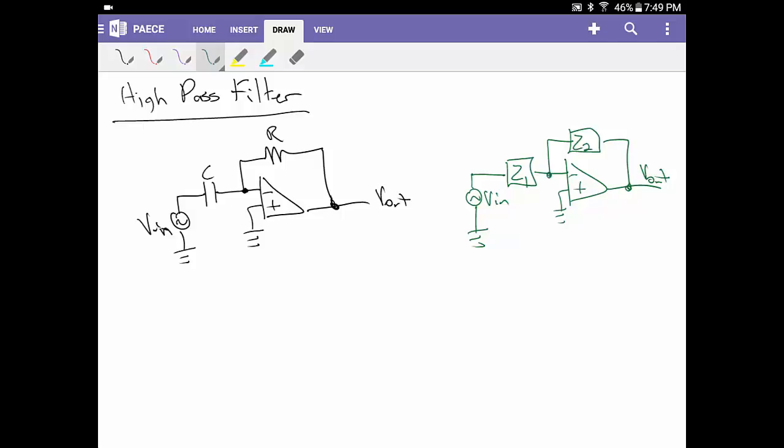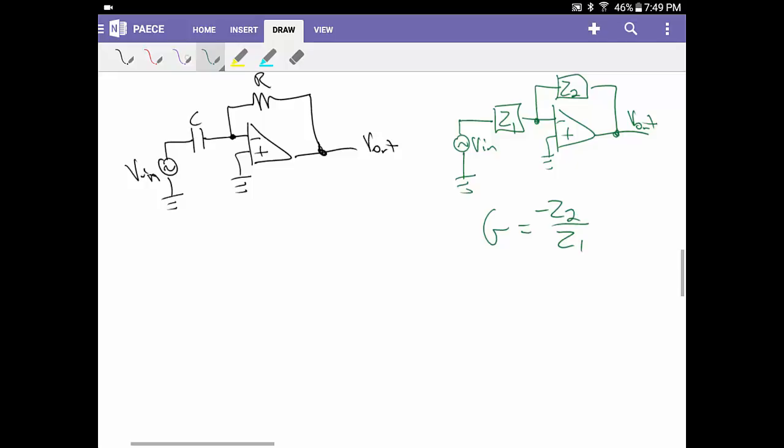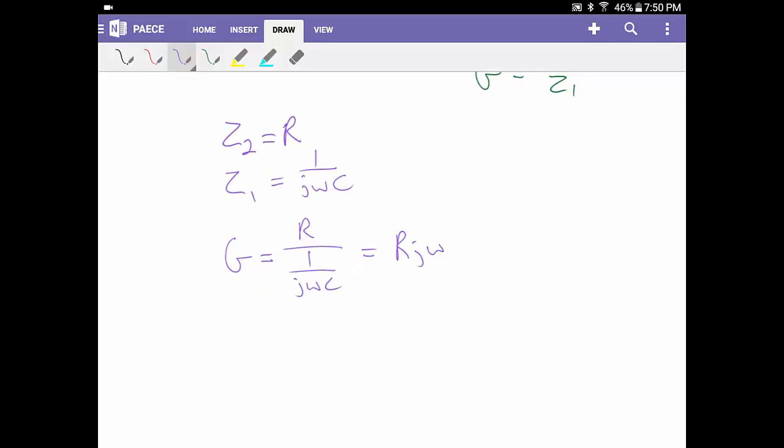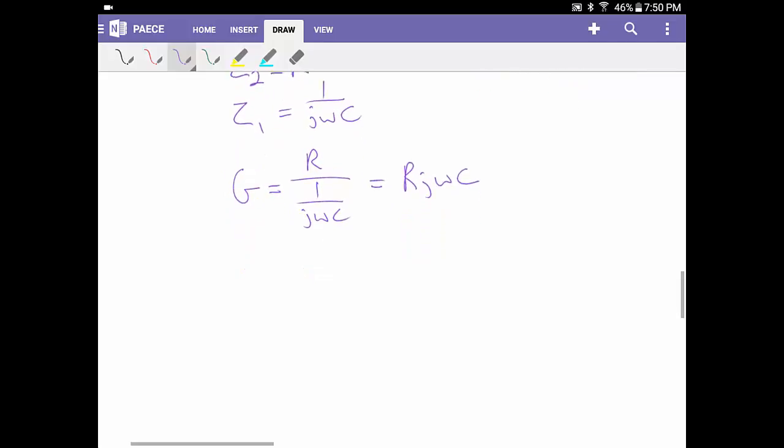So what's interesting is we already know what the gain's going to be. Gain's going to be equal to negative Z2 over Z1. We already know this. And hopefully by now you should be familiar enough with the impedances, and have heard me drone on about them long enough, that we know that Z2 is going to be equal to R, and we know that Z1 is going to be 1 over j omega C. So our gain is going to be equal to R over 1 over j omega C. And looking at this fraction, we can flip the denominator up into the top, and we can say that the gain is equal to R j omega C. Cool. This gives us our behavior that we want.